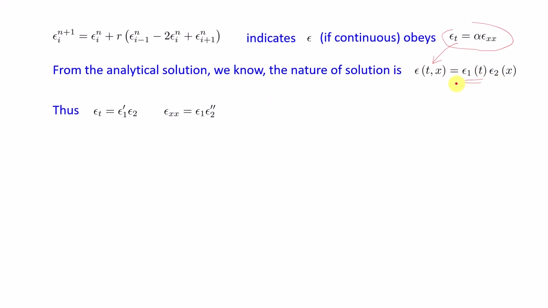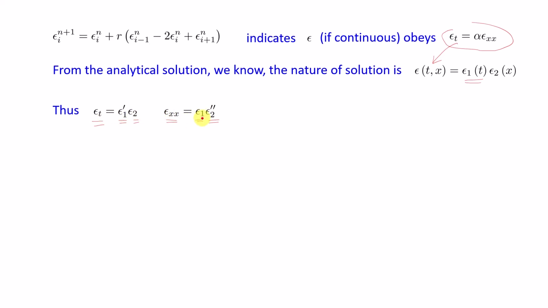And if we propose this kind of a solution, as we have already done in the separation of variable approach for the analytical solution of the one-dimensional transient diffusion equation, then we can break this down. First, the time derivative will give us the time derivative of epsilon 1. Epsilon 2 will remain unaffected because it is a function of x and not a function of time. Similarly, the spatial derivative will give the spatial derivative of epsilon 2. It doesn't do anything to epsilon 1 because epsilon 1 is only a function of time.